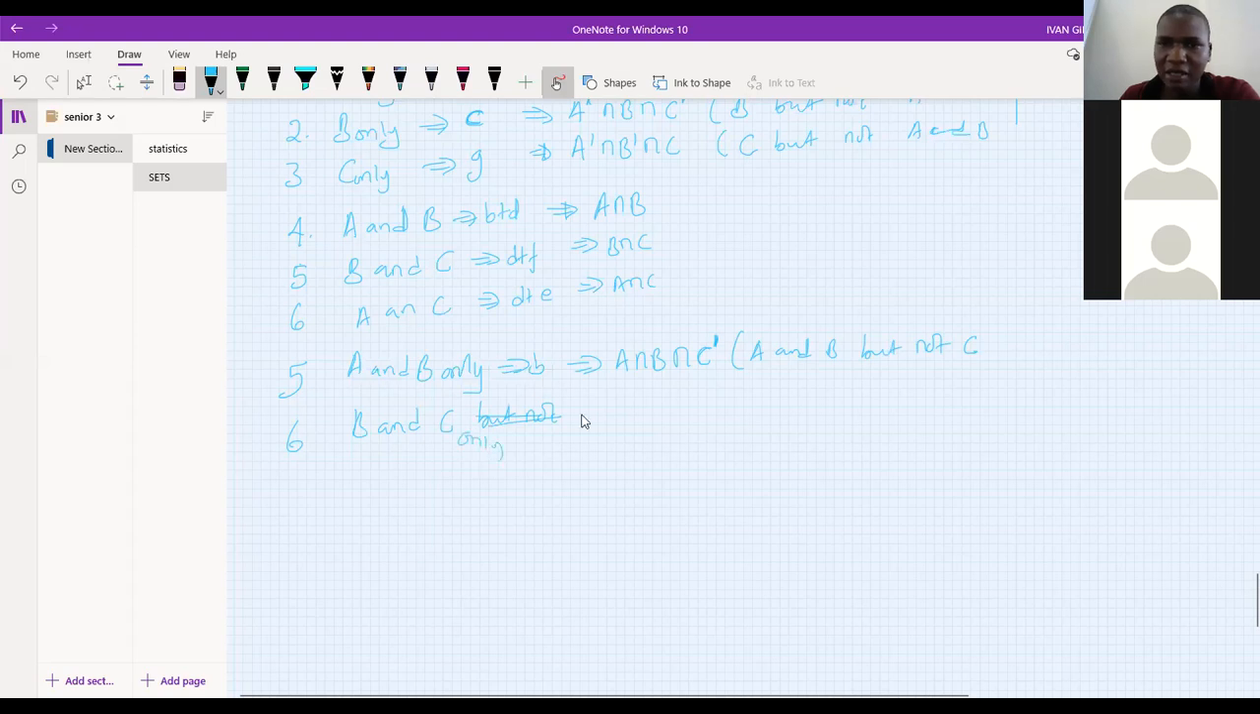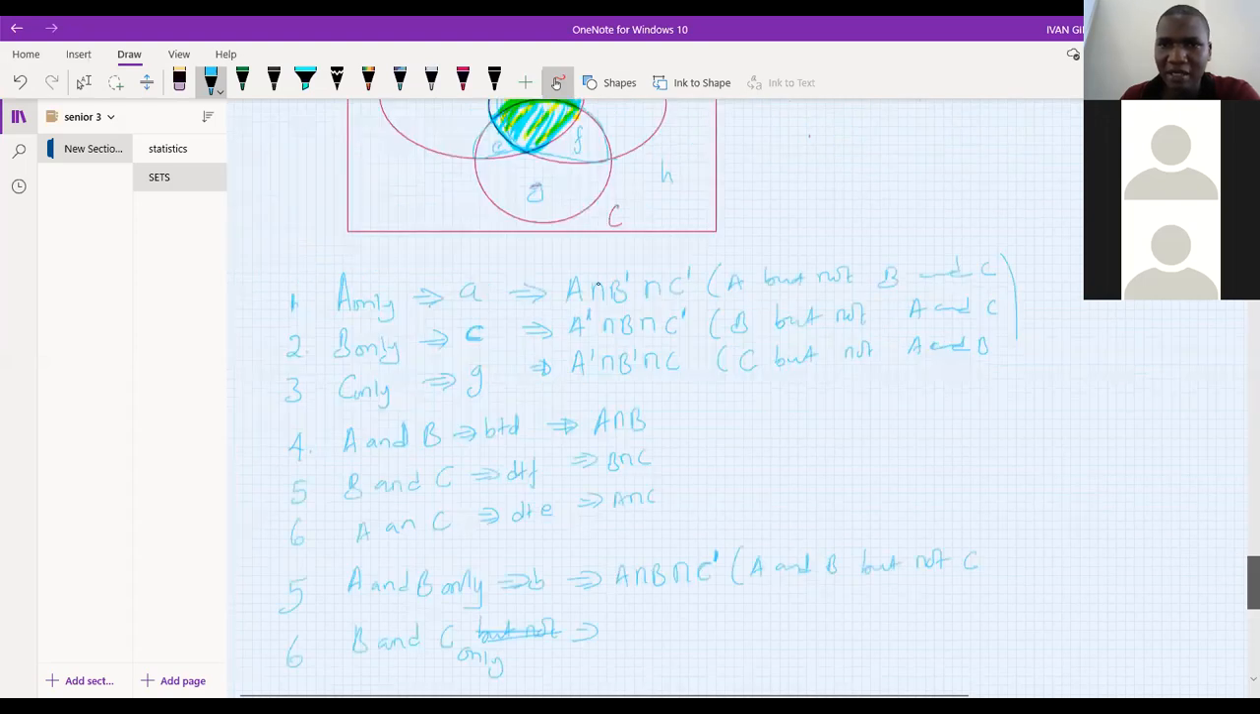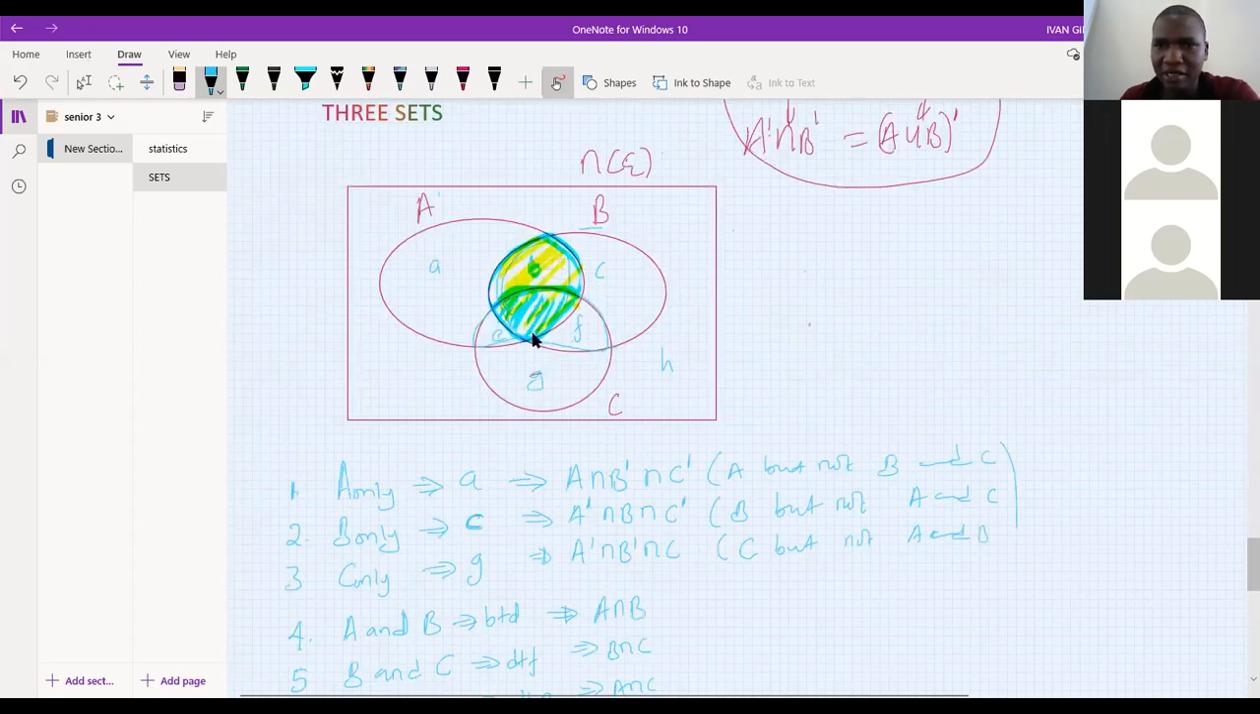B and C only. Also come to the region of B and C. B and C is this. This is B and C. But I want B and C only, so I remove this other part of A. I eliminate everything because this B and C has some portion of A.